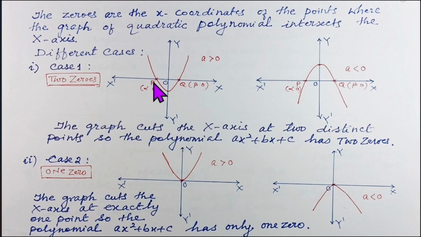Here the parabola cuts in two distinct points. Therefore this particular quadratic polynomial has two zeros, and both the conditions we have taken here, one is the upward looking parabola and the other one is the downward looking parabola. In both the cases the graph cuts the x-axis in two distinct points, and therefore the number of zeros is 2. Now if the graph cuts the x-axis in only one point, here in both the cases, then it has only one zero. Remember that.